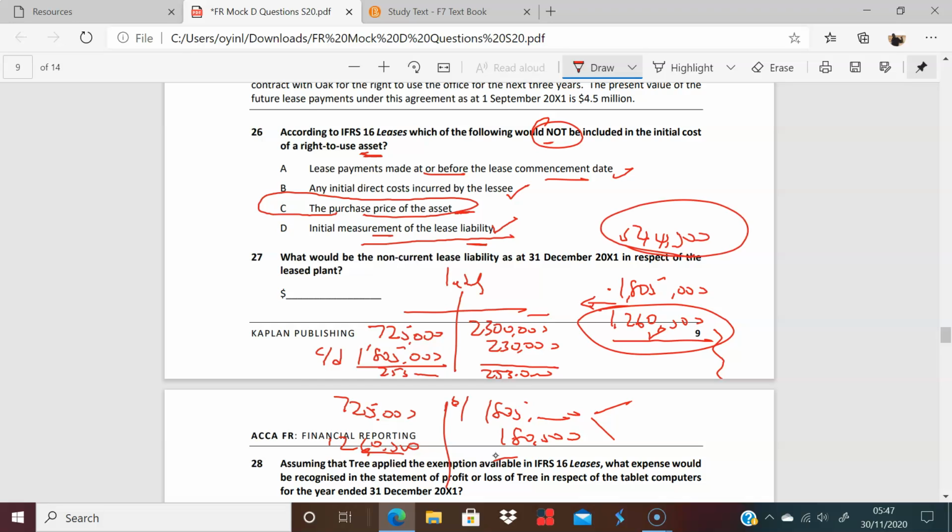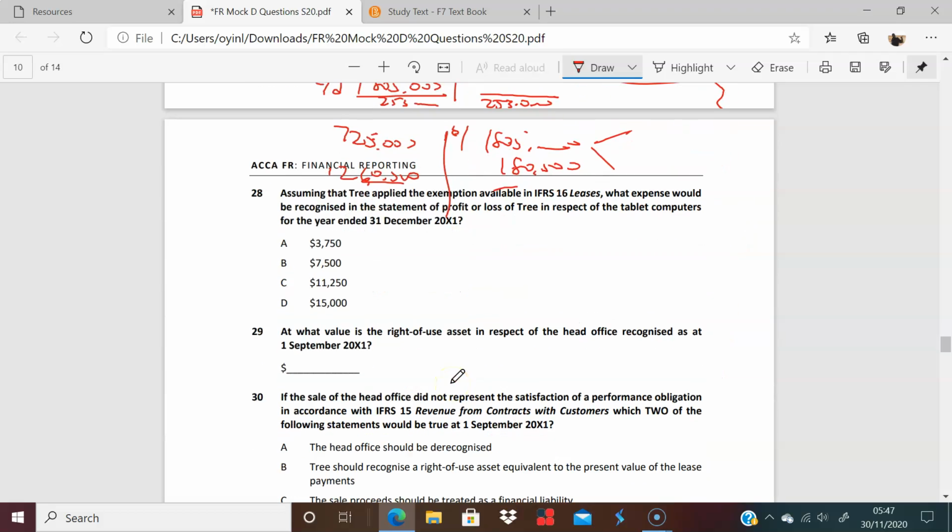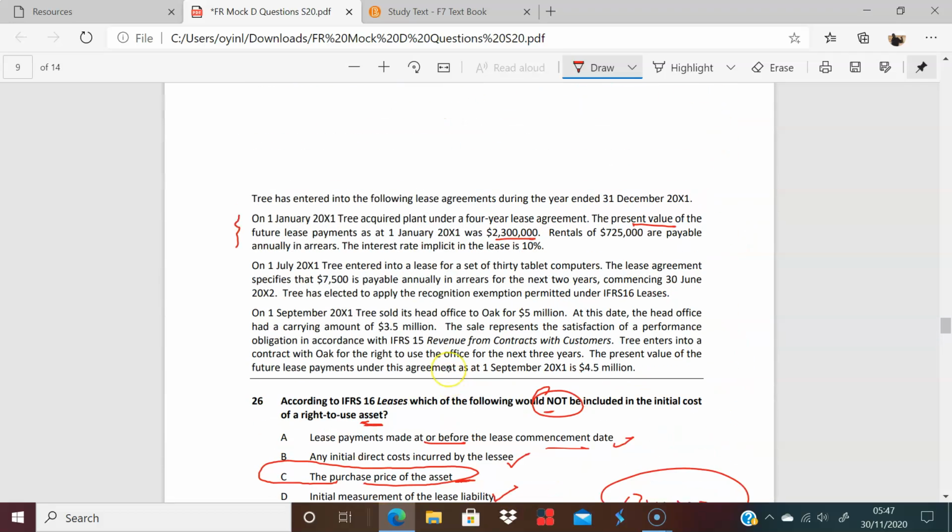Right? So that's the current bit. You could have been asked that. So your answer here is 1,260,500. Right, okay. And then this next bit was this bit here, and we talked about this.